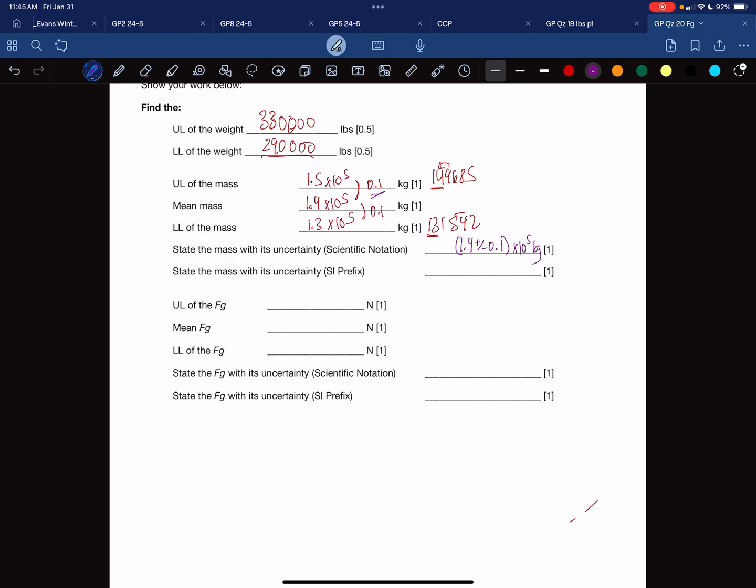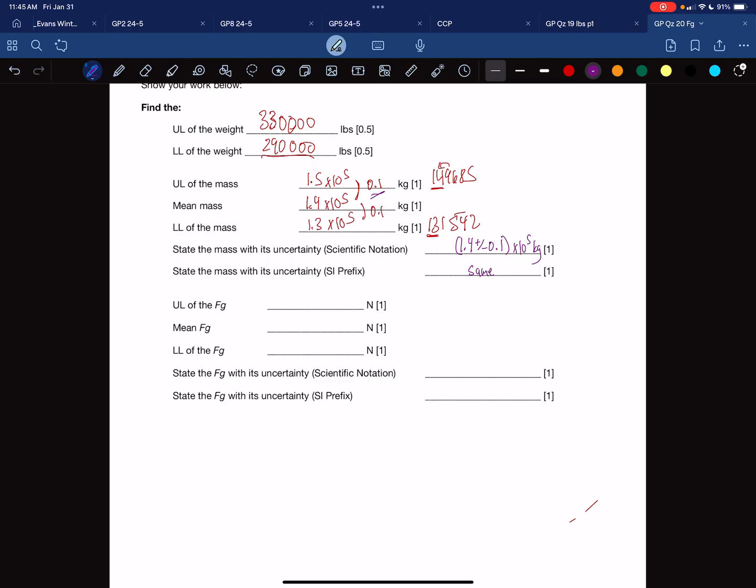Now, stating the mass with its uncertainty, with the SI prefix, we can't do any metric prefixes with it, if we recall. Can't do the metric prefixes because we're going to combine, so it's going to be the same. And the reason for that would be if we did it with the SI prefix, we'd be converting the 10 to the 5th to 10 to the 3rd, and then we'd have 10 to the 3rd kilograms. It would be combined. So that's why it's the same.